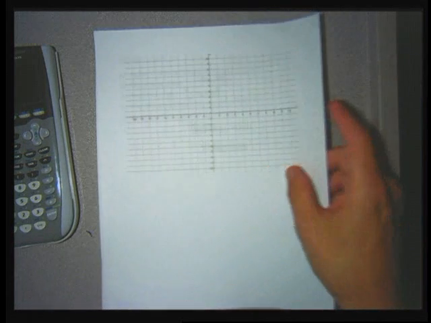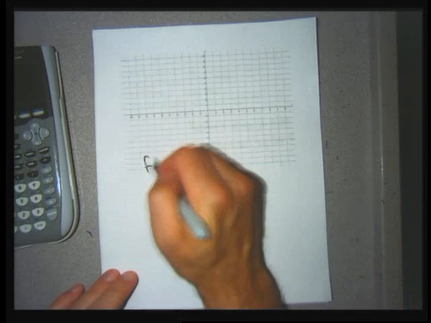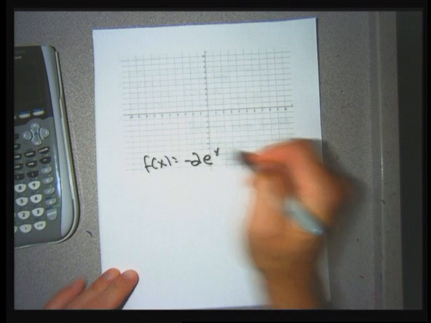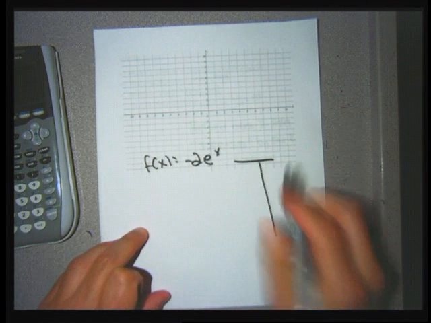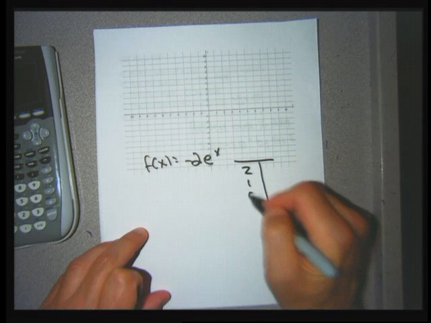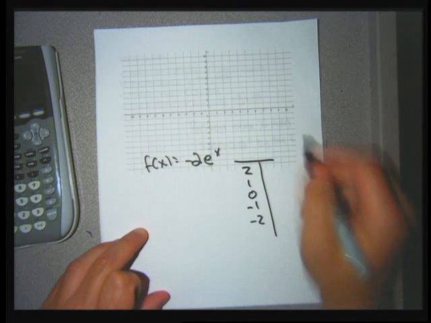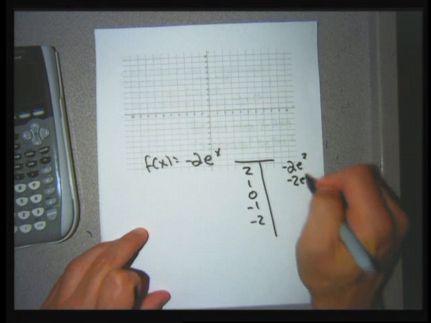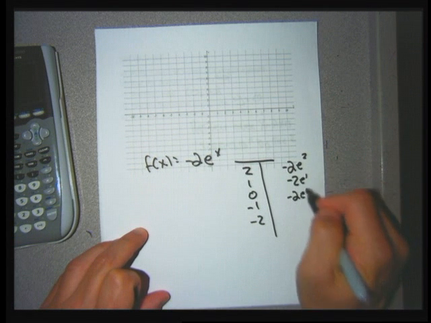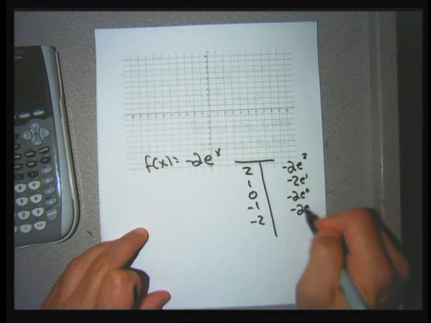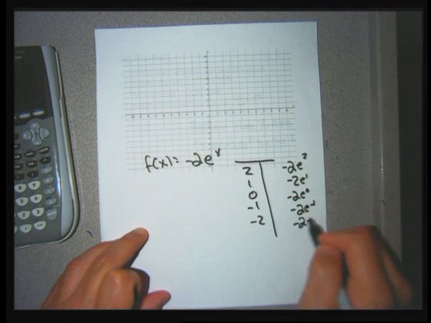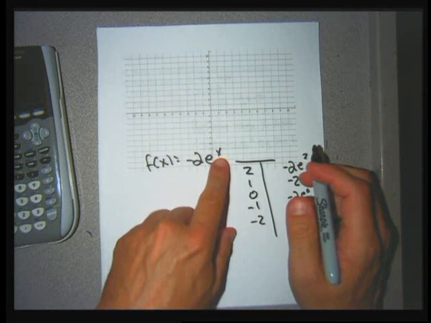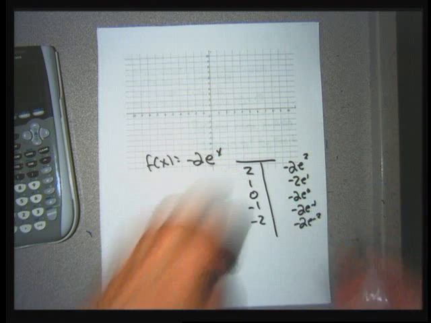So the table of values that I'm going to make when I do this, f of x equals negative 2 e to the x, because the exponent doesn't have a plus or a minus in it, I'm going to do 2, 1, 0, negative 1, and negative 2. I'll go negative 2 e squared, negative 2 e to the first, negative 2 e to the 0, negative 2 e to the negative 1, negative 2 e to the negative 2. That's just changing that x to those 5 numbers. And again, because there isn't a plus or minus in the exponent, I use that for my table.